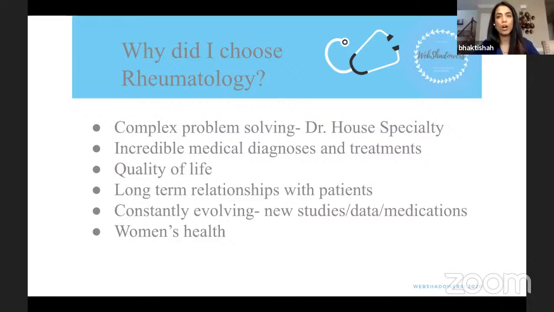Rheumatology is evolving very, very quickly. I'm sure if you watch TV, you see these ads for all these new medications for rheumatic diseases: Humira, Enbrel, Xeljanz, Orencia. Every year, there are more medications being studied, put on trials, and FDA approved for autoimmune diseases.